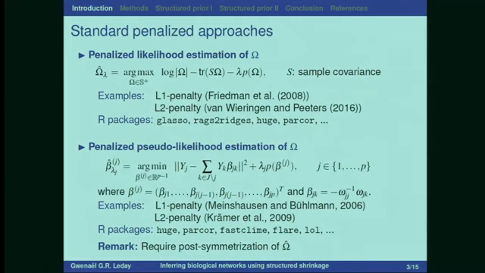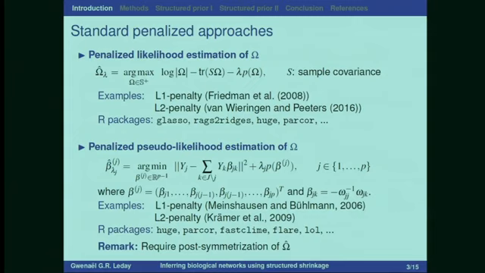There are really two general approaches to do that. The first one, the most natural, is to directly estimate the covariance matrix, its inverse, shall I say. And since we are in a high dimensional setting, instead of maximizing the likelihood, we maximize a penalized version of it.